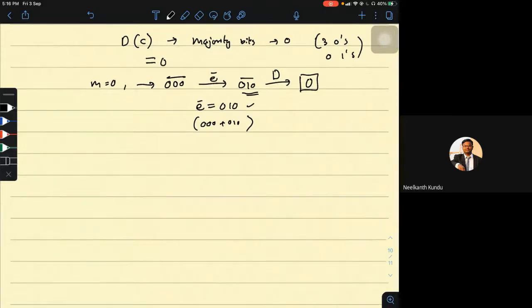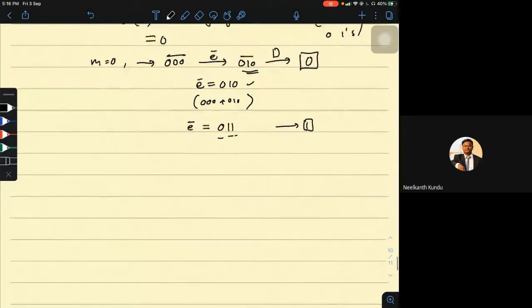Here, as you can see, if the error were of the form 0, 1, 1, there would be 2 ones and 1 zero. This will be decoded instead to 1, because the obtained string will be 0, 1, 1 and has a majority of 1. So this is an erroneous decoding.